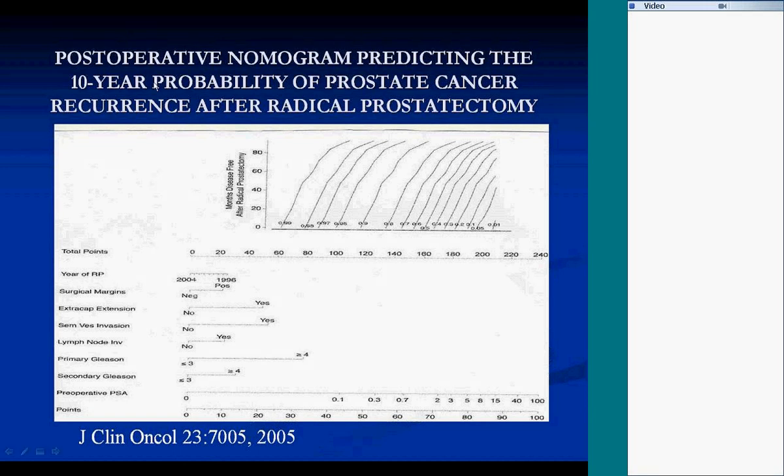What will change outcome and therapy and what is used for enrollment into clinical trials, all of these parameters. So this is a post-operative Kattan nomogram predicting patient outcome up to 10 years after surgery, predicting biochemical recurrence. What's important from our standpoint: margins, yes, no; extraprostatic extension, yes, no; seminal vesicle invasion, yes, no; lymph node positivity, yes, no; and the Gleason score.